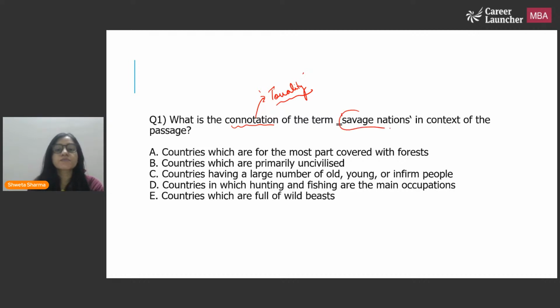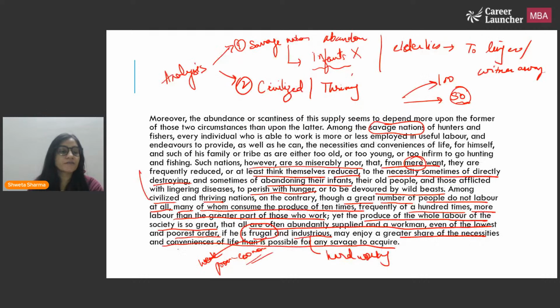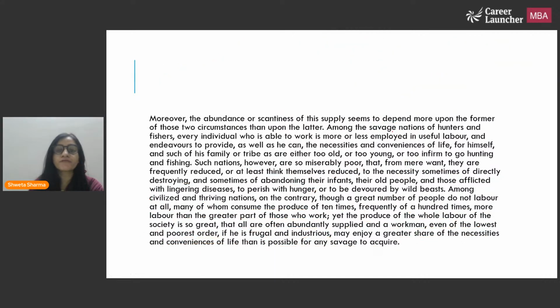Savage nations is being used in the second paragraph, second slide, third paragraph. It says, among the savage nations of hunters and fishers, every individual who is able to work is more or less employed in labor and puts in effort to provide as well as he can the necessities and convenience of life for himself and such of his family or tribe as are either too old or too young or too infirm to go hunting and fish. Right? This is where the savage nation is being referred.